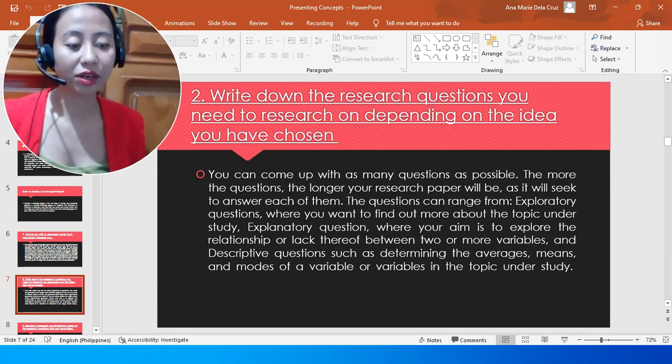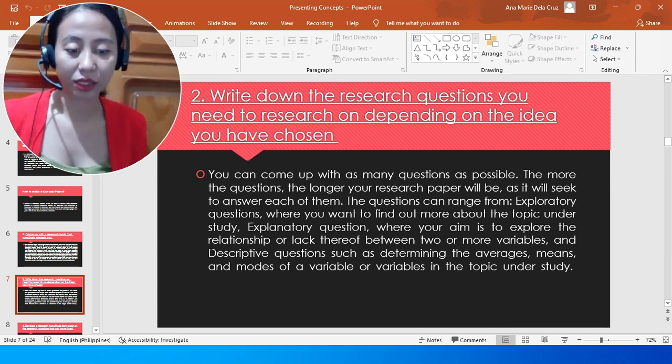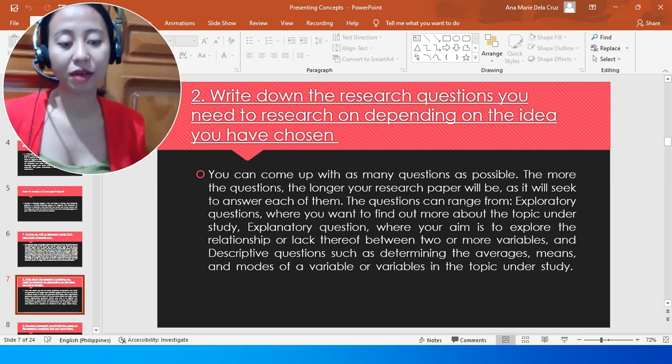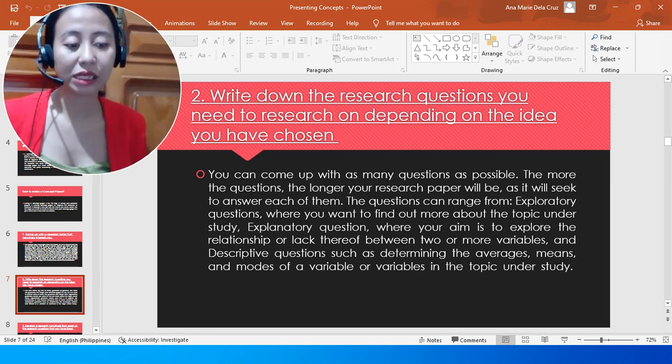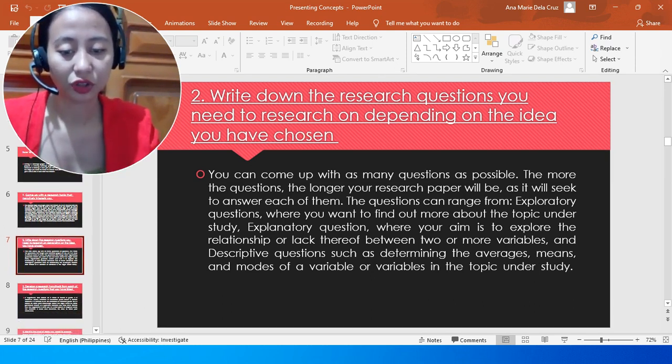The questions can range from exploratory questions, where you want to find out more about the topic under study, explanatory questions, where your aim is to explore the relationship or lack thereof between two or more variables, and descriptive questions, such as determining the average, the means, the modes of a variable or variables in the topic under study. List down all the questions. That is number 2.